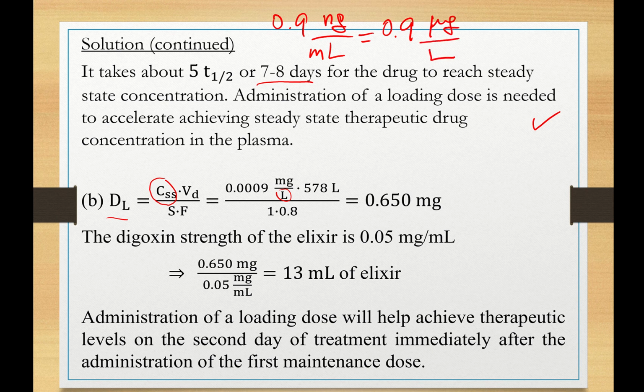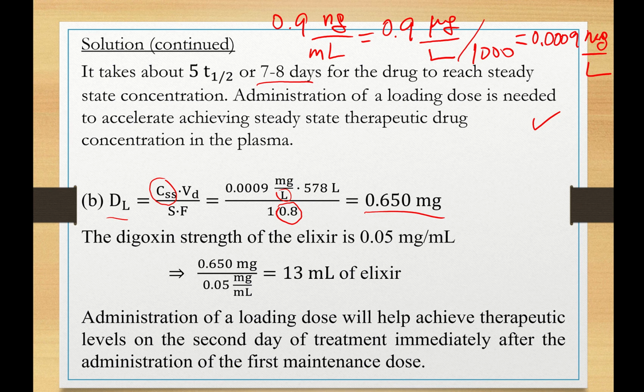Okay, so divide denominator and numerator. And if I'm going to convert it into milligrams, divide by 1,000. So let me just write it here, over 1,000. That would be equal to 0.0009 milligrams per liter. Okay, so this is what I have there, times the VD, which is 578, over 1. This is the bioavailability factor for the elixir. And I end up with 0.665 milligrams.